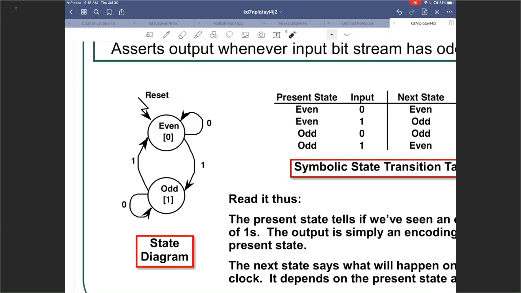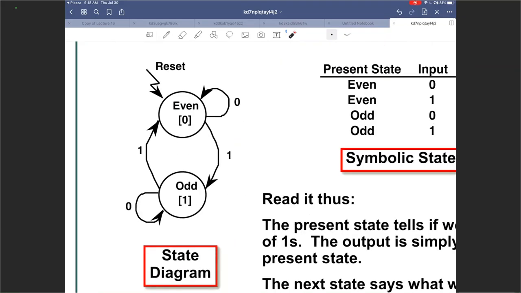My states right now are only two states, because since I'm checking for odd parity, the output can be in one of two states. One is that I'm in even parity, or I have odd parity right now. The finite state machine typically starts off with reset. There is an input that is reset. When pressed, you come to this default state, which is even parity.